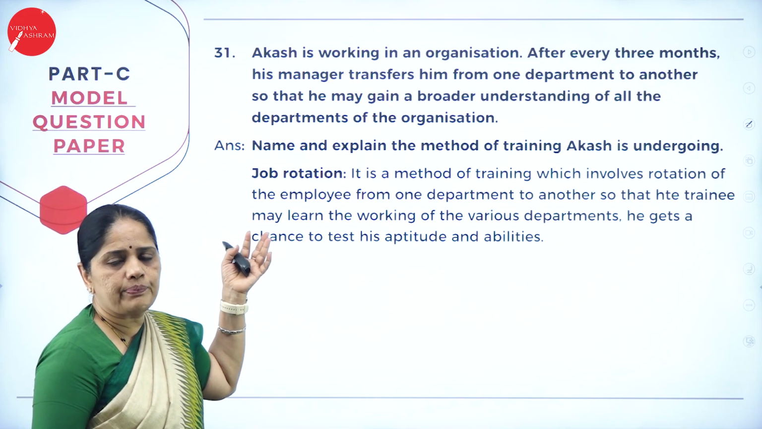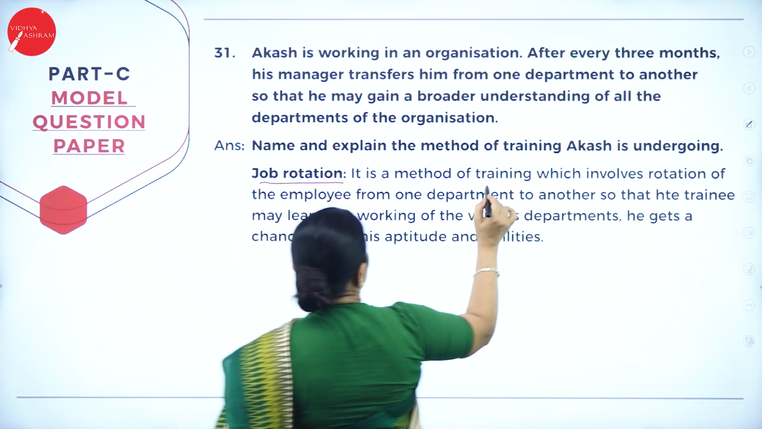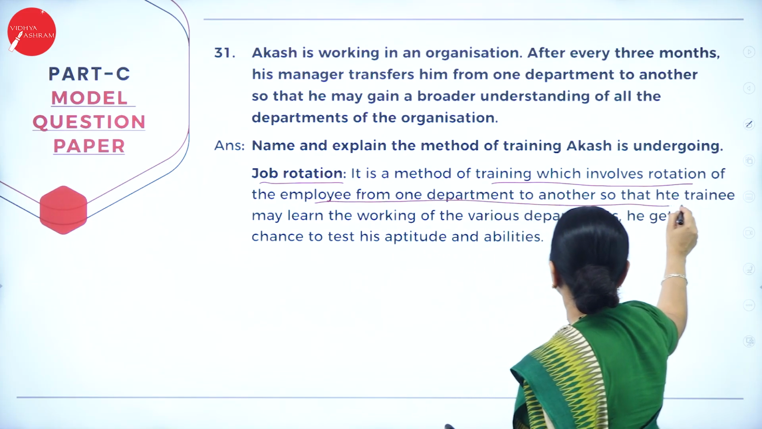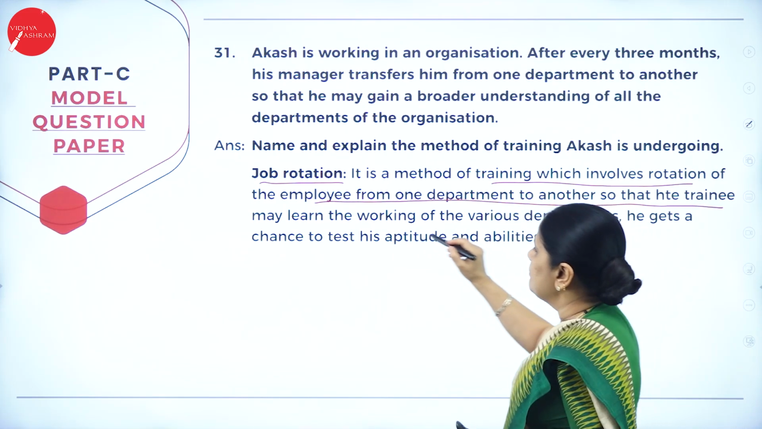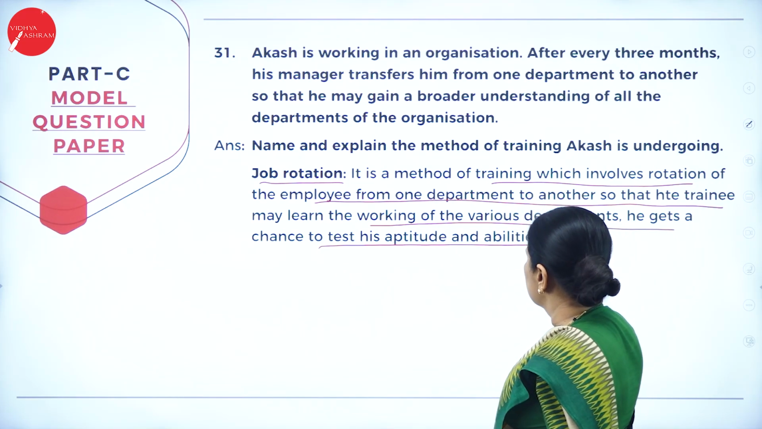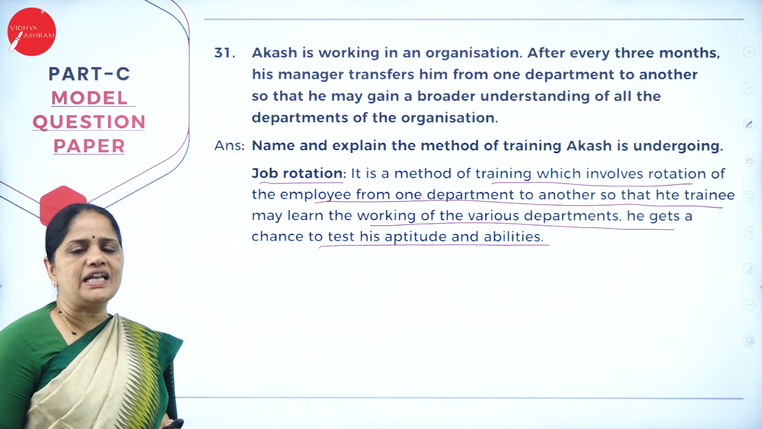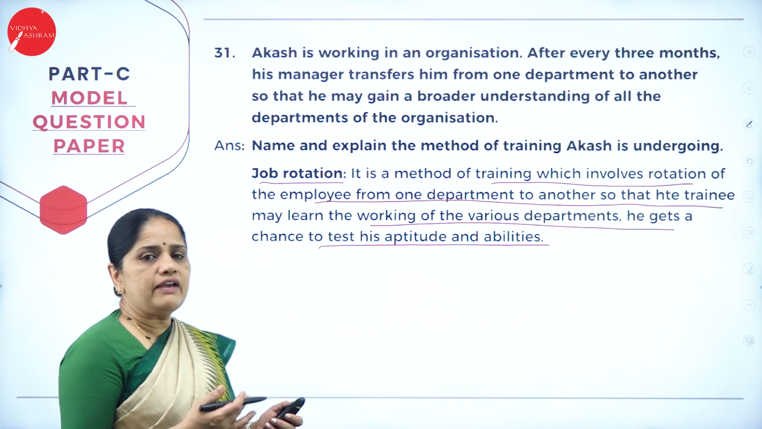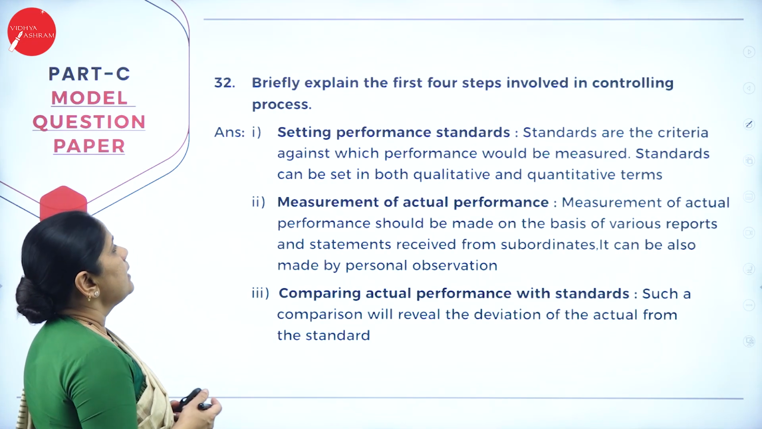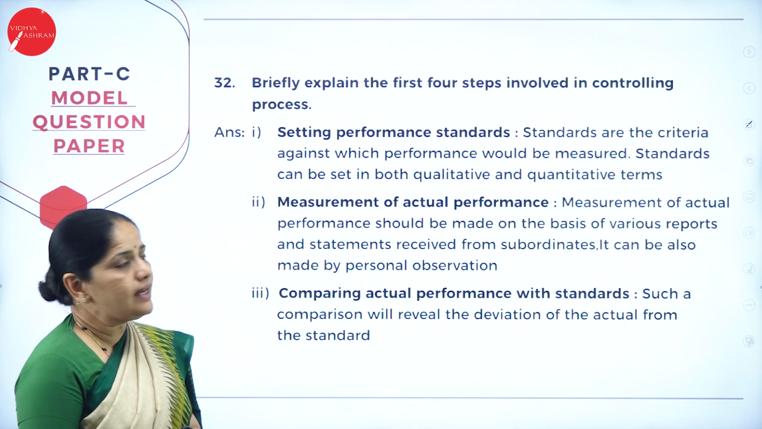So, it is on-the-job training called job rotation. It is a method of training which involves rotation of employees from one department to another so that the trainee may learn the working of the various departments. He gets a chance to test his aptitude and abilities. So by job rotation, when he works in the various departments, he will be able to know the job of each of the departments. Then explain briefly the first 4 steps involved in the controlling process.